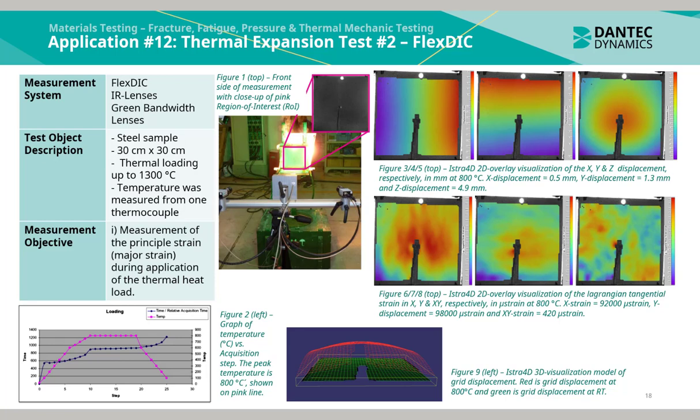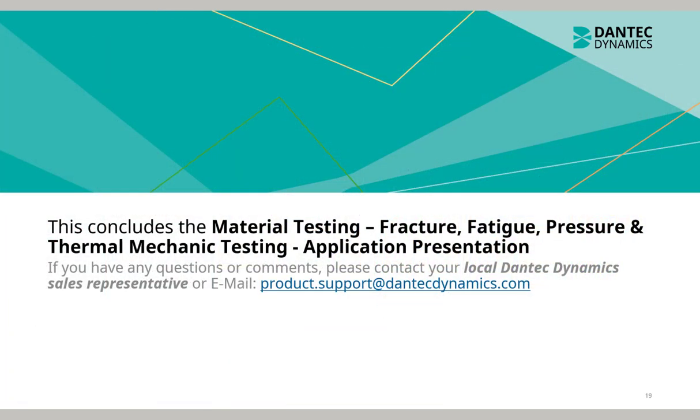The red grid displacement is at 800 degrees Celsius and the green is a grid displacement at room temperature. This concludes the materials testing, fracture, fatigue, pressure and thermomechanic testing application presentation.